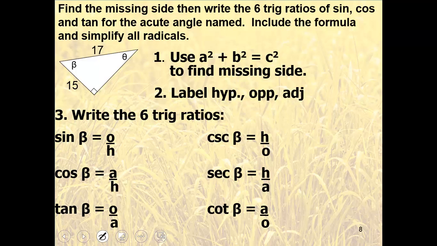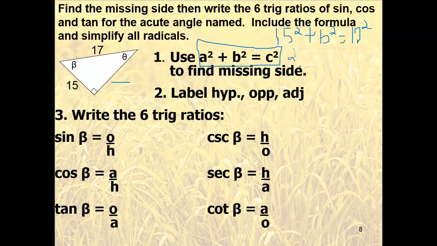Okay, we have 17 and 15, and we're writing trig ratios. Okay, I got to find my side here, so I got to use the Pythagorean theorem. And I have 15 squared plus, I'm not shirking my responsibility. I've written that out. So don't you forget to write that out on your paper in class doing your homework. All right, 15 squared plus b squared equals 17 squared. I did it again.